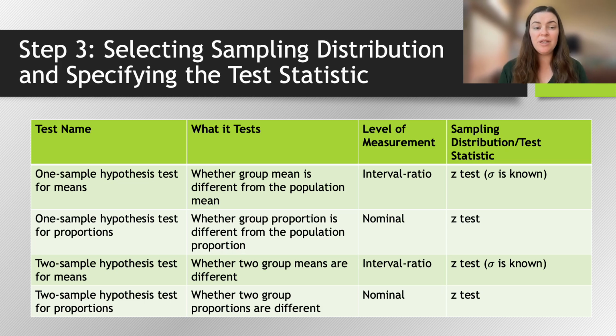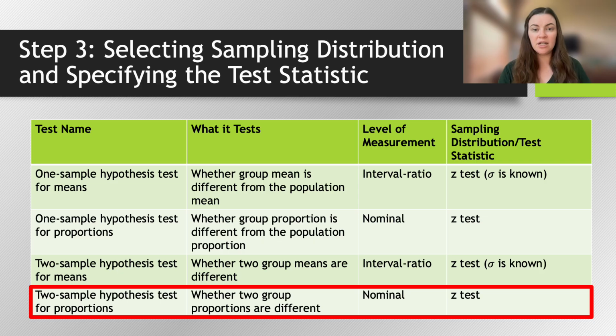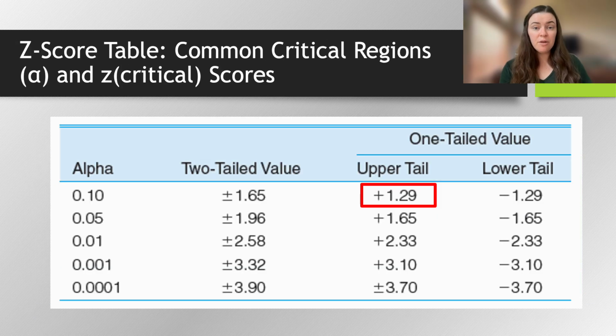Step 3 is where we select our sampling distribution and specify our test statistic. Now that we are specifically dealing with 2 sample hypothesis tests for proportions, we know that we will be conducting a z-test, and we've also verified that we are using a nominal level variable. As another component of step 3, we need to establish our z-critical cutoff points. We know from the context of the problem that we are instructed to use a 0.1 alpha level, and also that we have a one-tailed test.